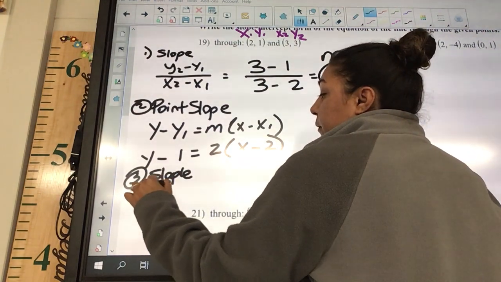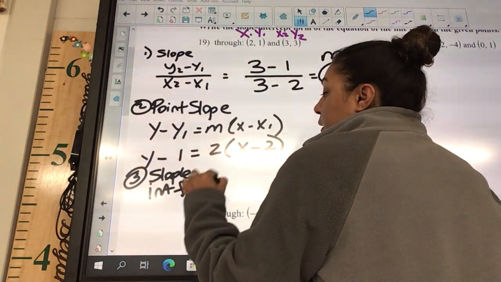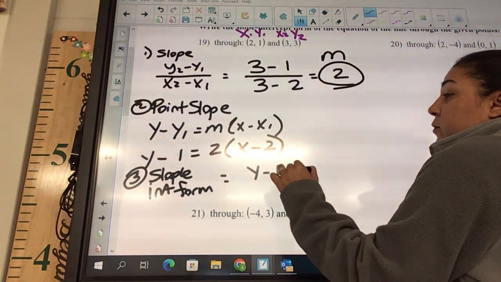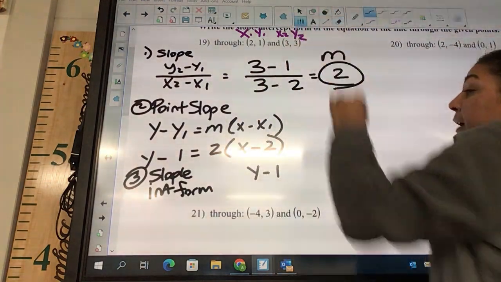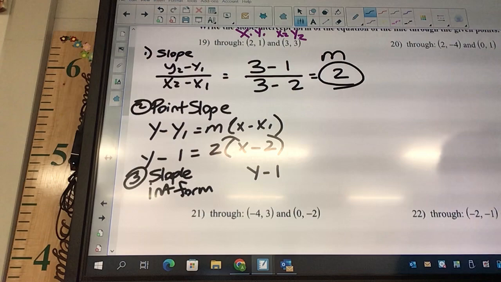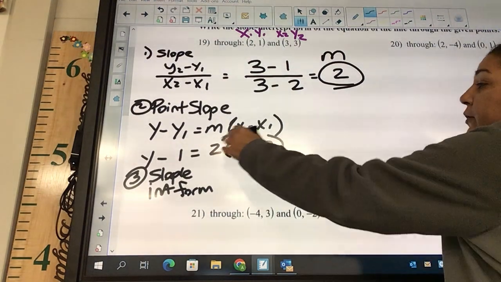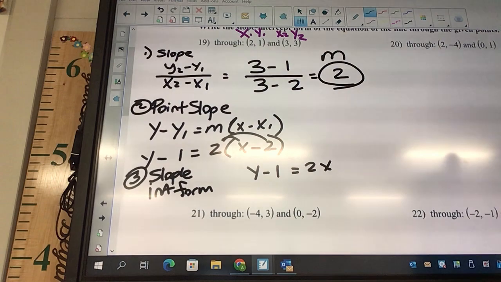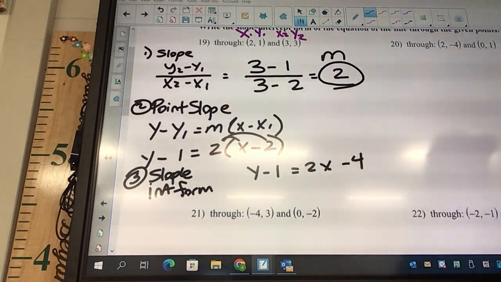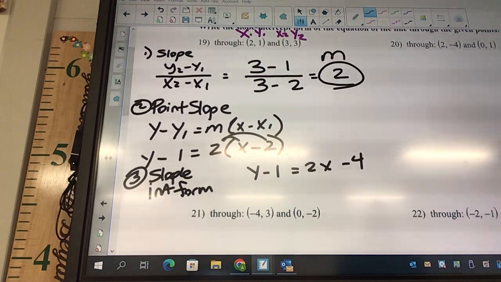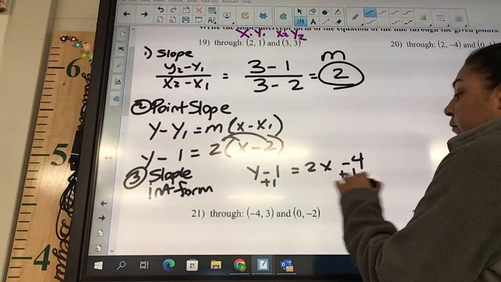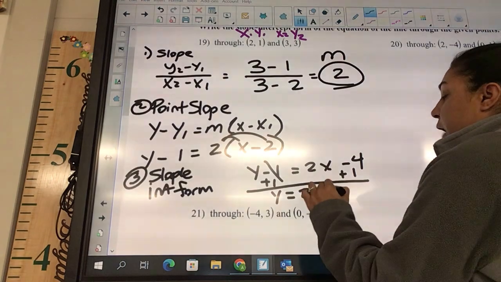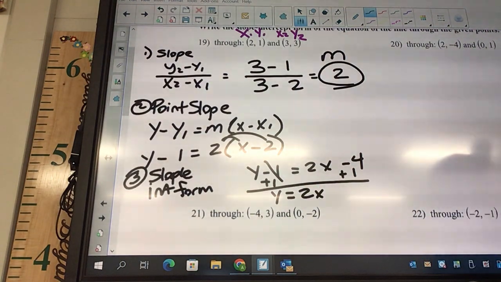I spelled that wrong. Okay, so we got y minus 1, what is 2 times x? Equals 2x. 2 times negative 2. Negative 4. Are we finished? Why not? We need to add the 1, okay? We need to say y equals, so we're going to say plus 1. So I got y equals 2x. What is negative 4 plus 1? Negative 3.